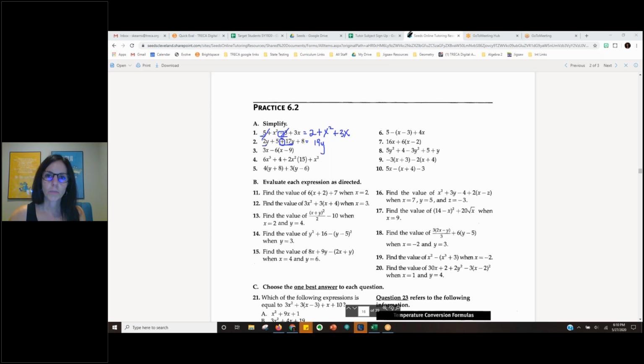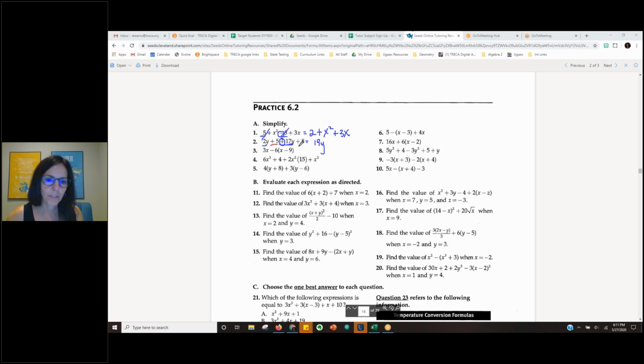Let me change my color real quick. Oops, hold on one second. I'm so bad at this mouse thing. Hold on, here we go. Change your pen color for 1 second.